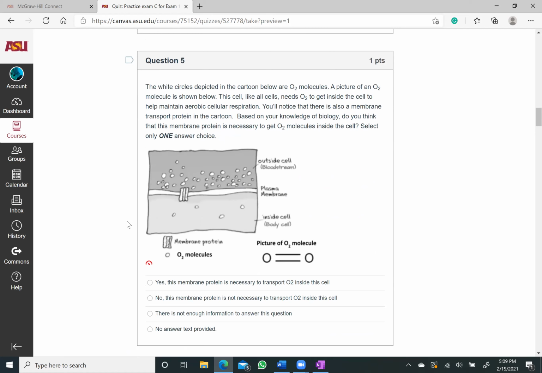Cool. So this one, the white circles are O2. So remember, oxygen is one of those things that can kind of just diffuse through a plasma membrane. It's a diatomic gas and it doesn't really get held up too much. It'll just zip right through. So the answer to this one is no, this membrane protein is not necessary to transport O2. If you look at this protein, it looks like a channel. So that would be good at transporting other things.